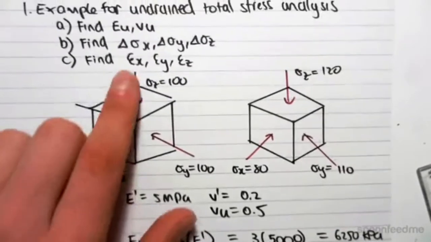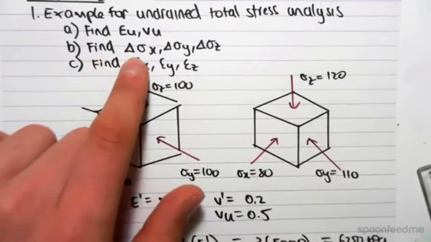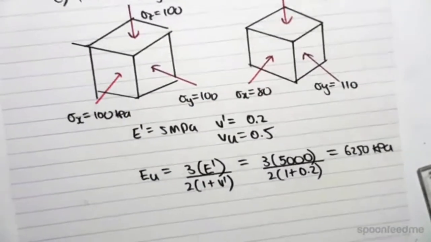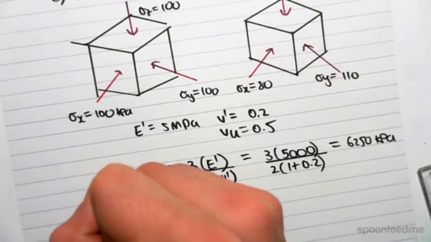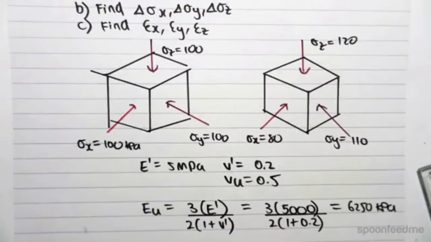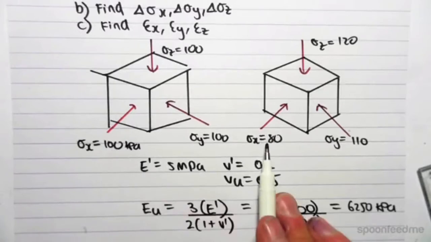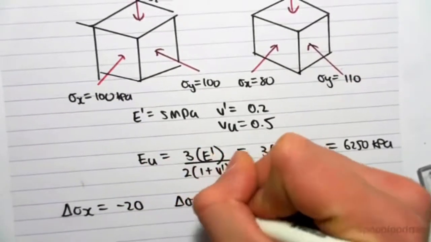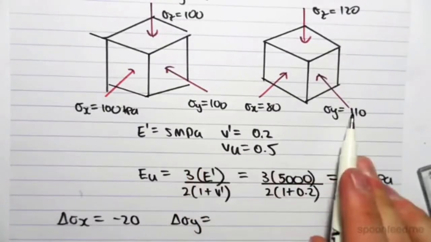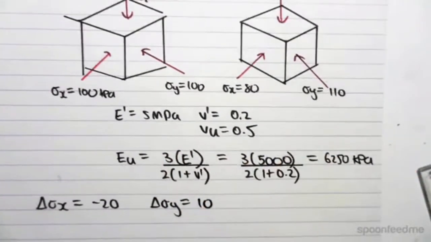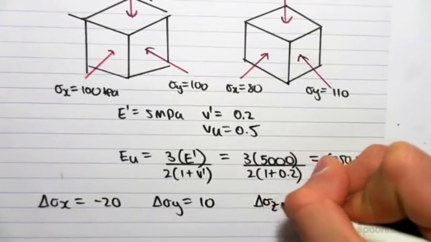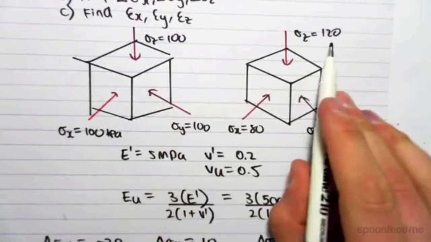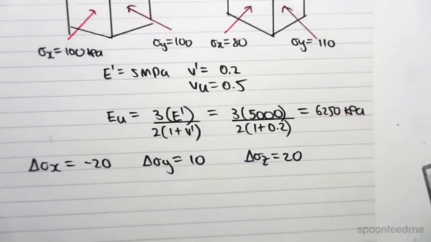Now that we've found EU and VU, we can go ahead and find the changes in the stress, and this is the total stress, so we can just find out by looking at our diagram. So we can see that in the X direction we went from 100 to 80, so it means it's reduced by 20. In the Y direction we've gone from 100 to 110, so we've increased by 10. And in the Z direction we've gone from 100 to 120, so we've increased by 20.